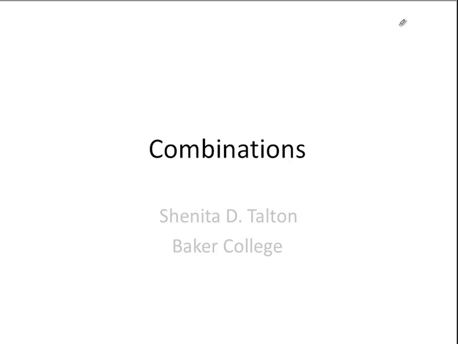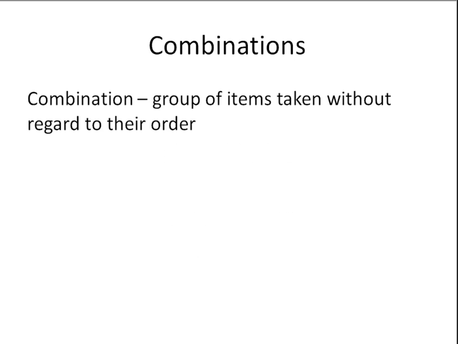Hello, today we're going to talk about combinations. A combination is a group of items taken without regard to their order. So, for example, let's say I wanted to form a softball team and I had to pick from 5 people. From those 5 people, I had to pick 3.